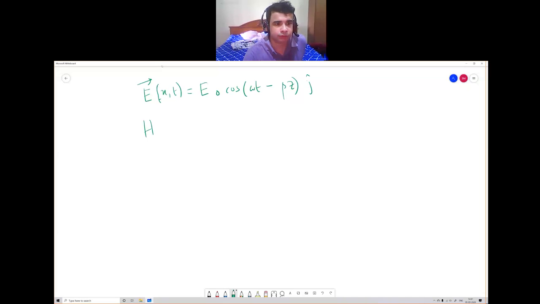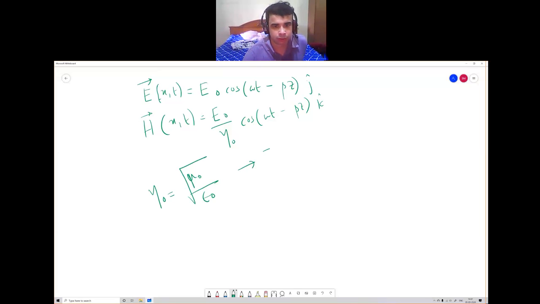And H_z(x,t) was E0 by eta naught cos(omega t minus beta z), where eta naught was square root of mu naught by epsilon naught. This is also called the intrinsic impedance.